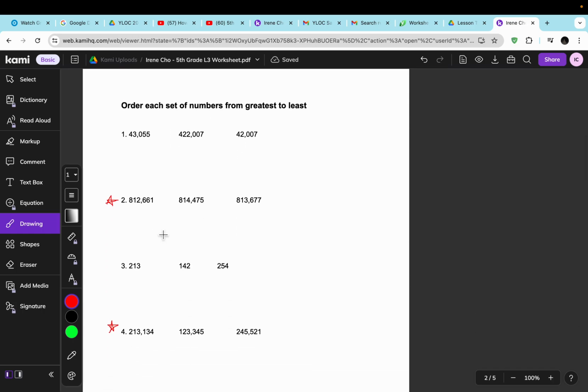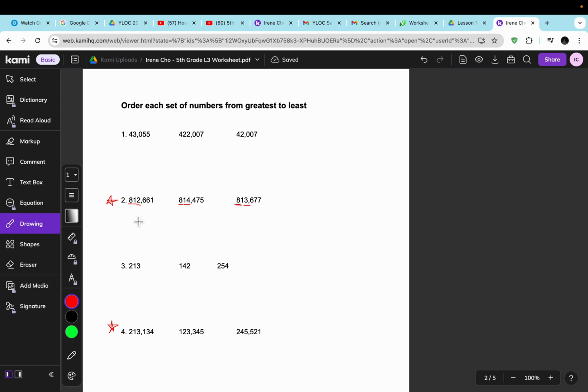Okay, moving on. We have to order each set of numbers from greatest to least. So let's look at the first digit. All three of them are 8, so we have to look at the next number after that. And because the second number is also the same, we have to look at the third number. So the third numbers, the thousandth place, it's a 2 for the first one, a 4 for the second, and a 3 for the third.